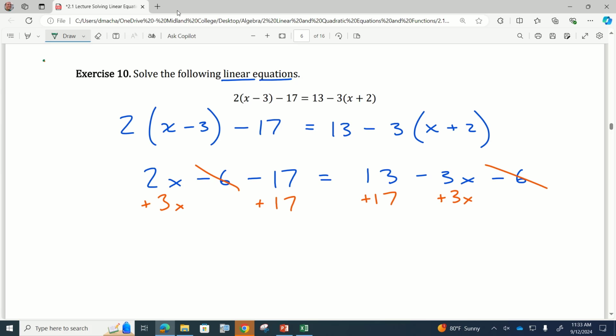2x plus 3x is 5x. And those cancel. 13 plus 17 is 30. And then those cancel. Lastly, I want to divide both sides by 5 in order to cancel this 5. And then what would be 30 divided by 5? 6.